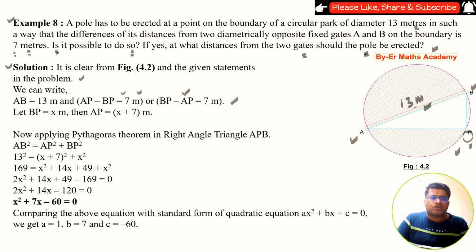Let BP be x meter. If the value of BP is how much? x meter. Then what is the value of AP? AP must be greater than BP. And how much greater?